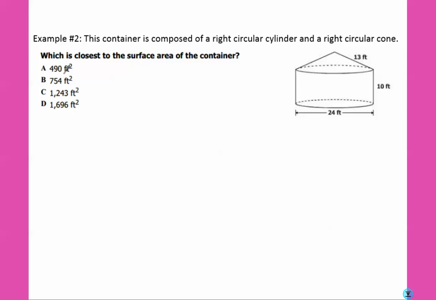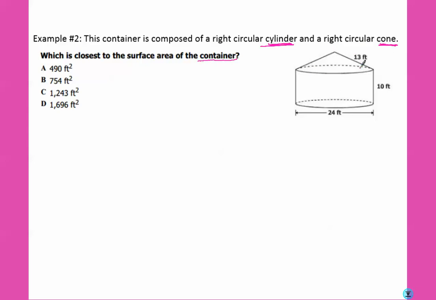Example number 2. This container is composed of a right circular cylinder, so we need a cylinder formula, and a right circular cone. What is closest to the surface area of the container? Now, the surface area of the container is not the same as the surface area of these two shapes because the bottom of the cone is also the top of the cylinder, and those things aren't on the outside of this container. The surface area just means the outside.